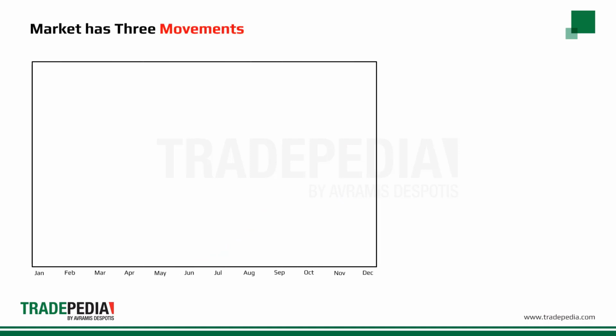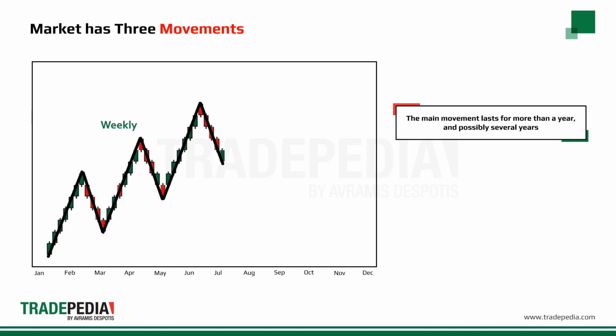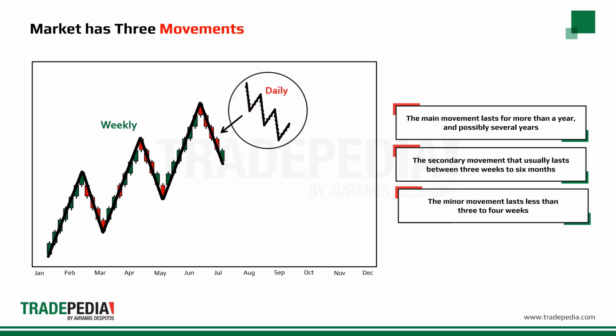The market has three movements. The main movement, which lasts for more than a year, possibly several years, and can be bearish or bullish. The secondary or intermediate movement, which represents corrections in the primary trend and usually lasts between 3 weeks to 6 months. And the minor or near-term movement, which in turn represents corrections in the secondary movement and usually lasts less than 3 to 4 weeks.